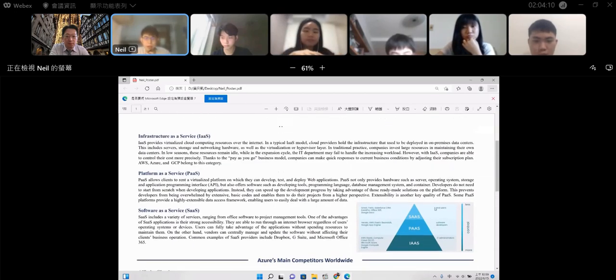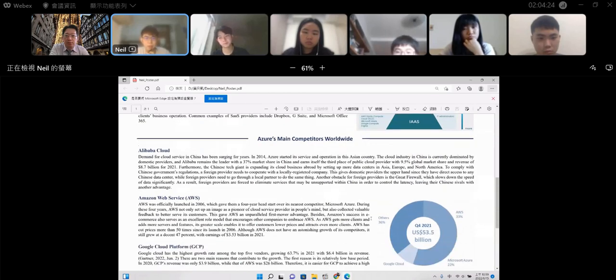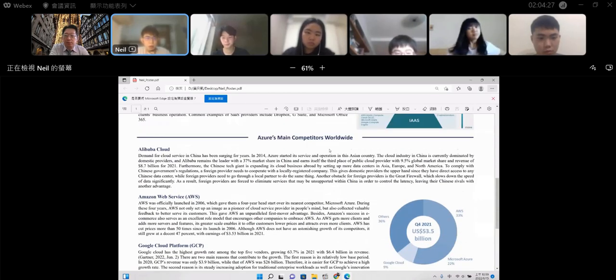All right, so Azure falls into the category of infrastructure as a service because it provides data centers to its clients. Now we move to Azure's main competitors worldwide. We'll start from the Chinese market. In fact, Azure has been trying to enter the Chinese market, but it hasn't been a success. The leader in the Chinese cloud market is Alibaba, and it's due to basically two main reasons.